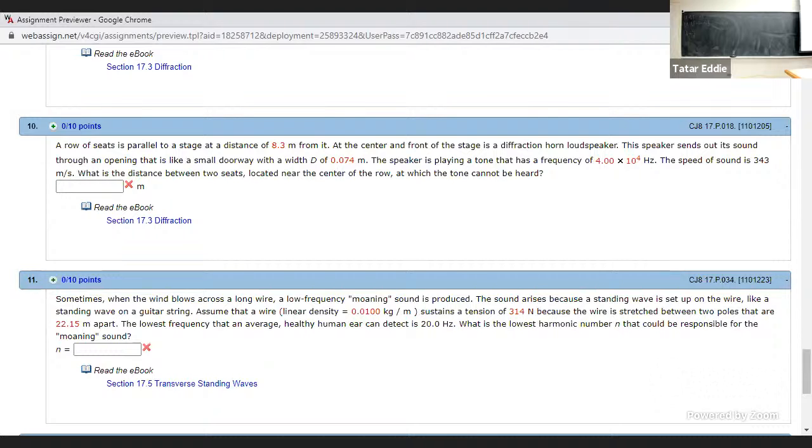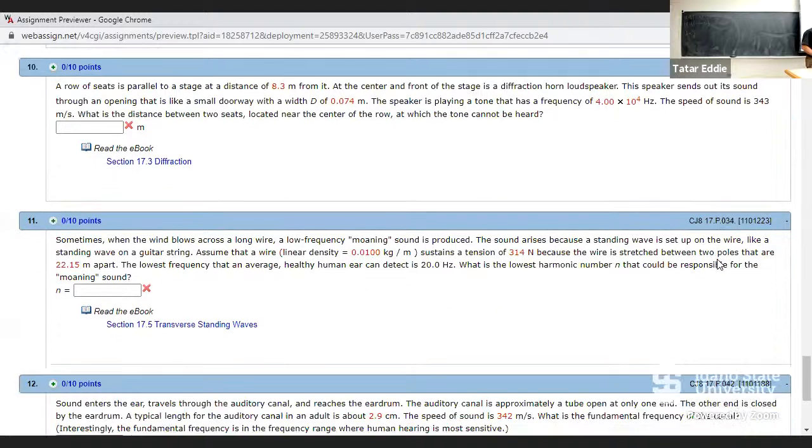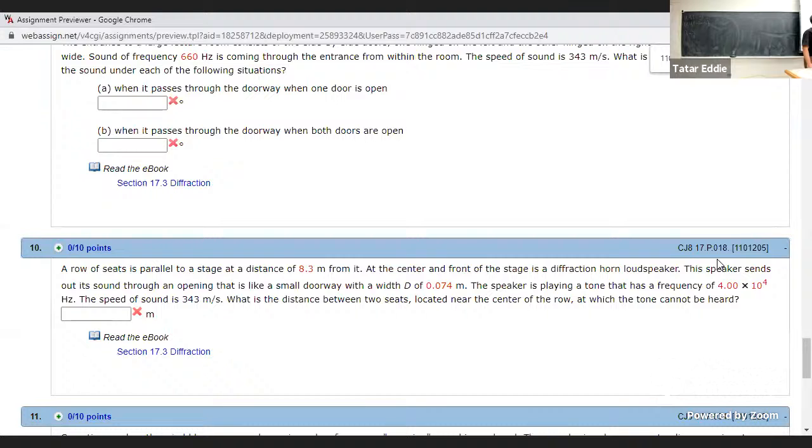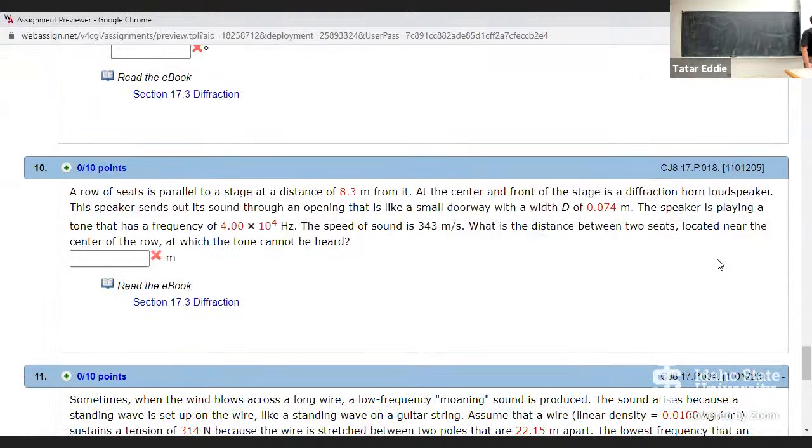The speaker sends sound through an opening, a small doorway with this width. A tune that is exactly with this frequency, the speed of sound is this. Okay, so problem number 10 is related slightly to a different phenomenon that we call diffraction. Diffraction from an object. We talked about it last time, but let me remind you what we're talking about for the case of diffraction from an opening.